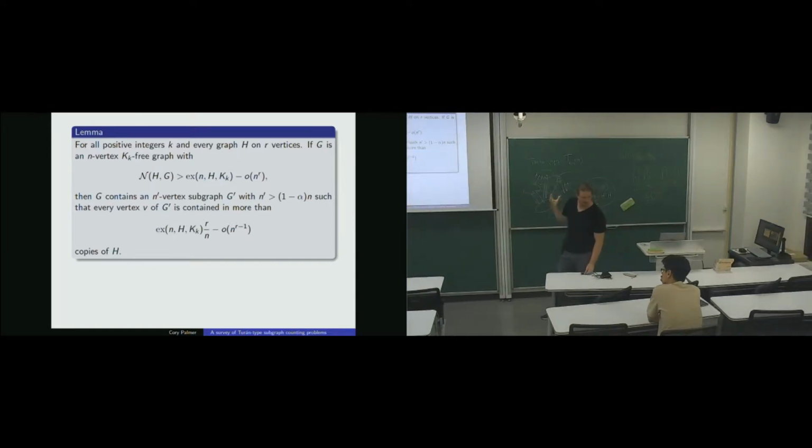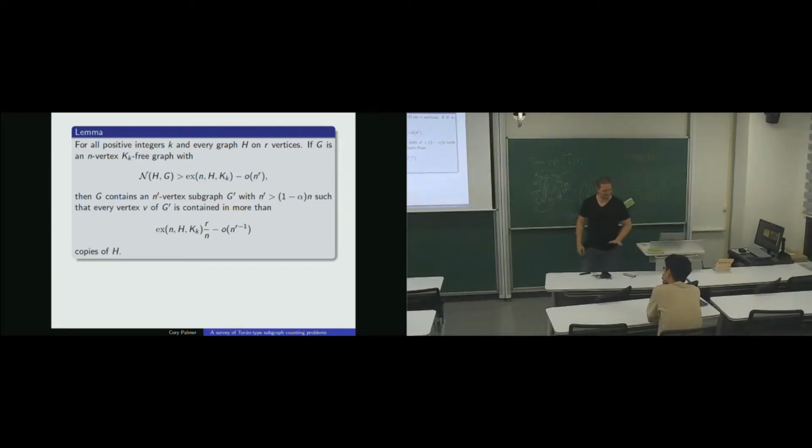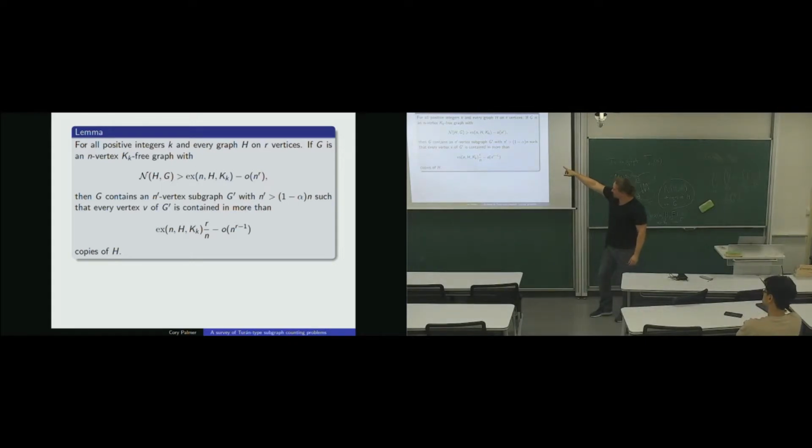I'm going to have to get my graph K_K free, right? If you have no copy of F, you might still have copies of the complete graph on K vertices, even if F has chromatic number K. The chromatic number is not strictly enforced by the clique number, we're well aware of that. Then what it says, it has a subgraph. I didn't define alpha. You can make alpha as small as you want, as long as it's large enough. It contains a subgraph such that every vertex is contained in many copies of H.